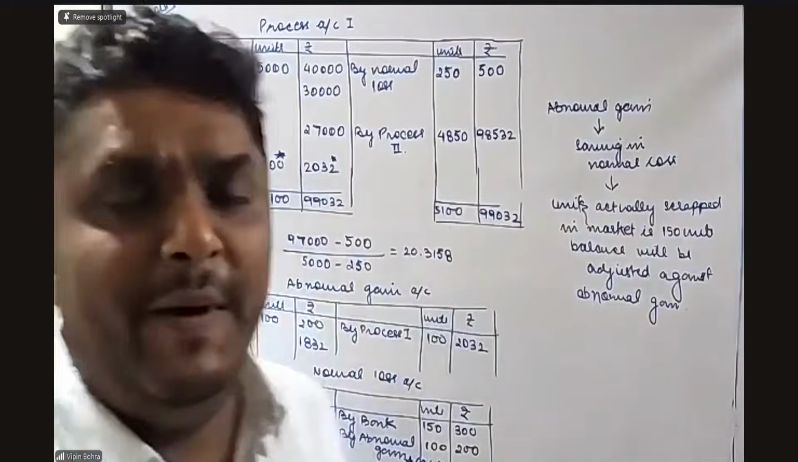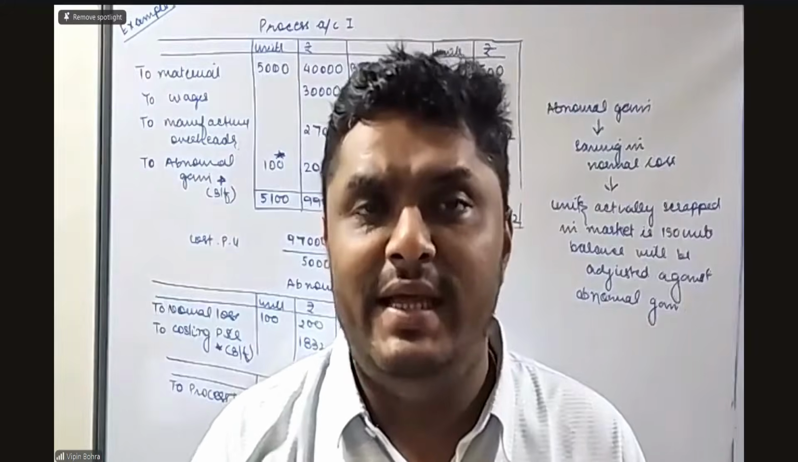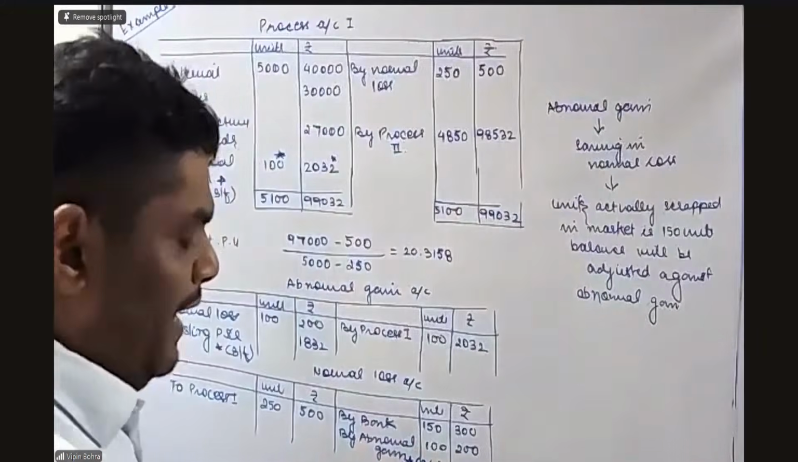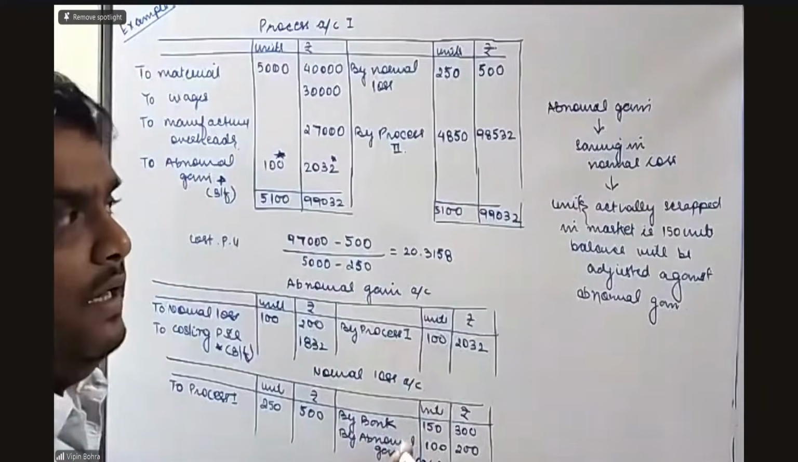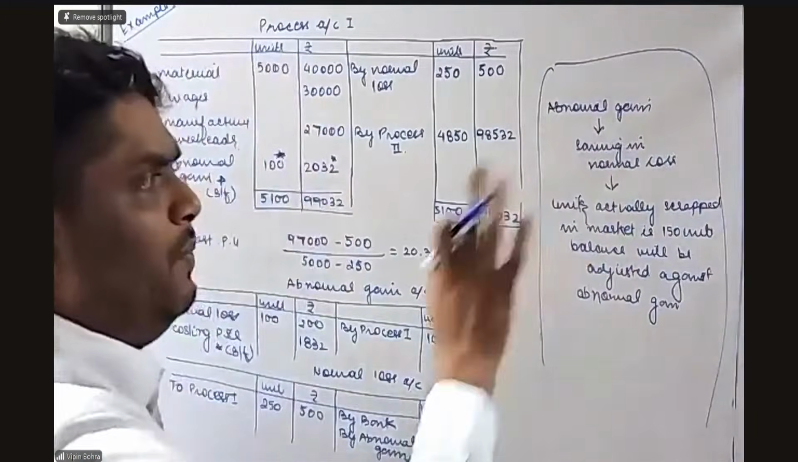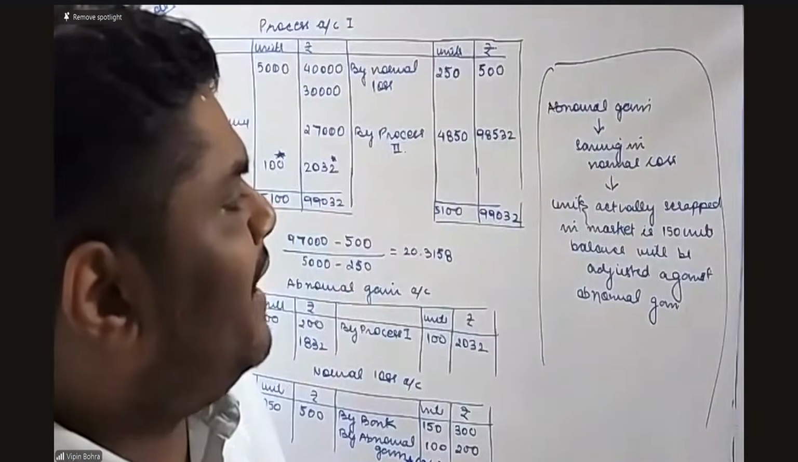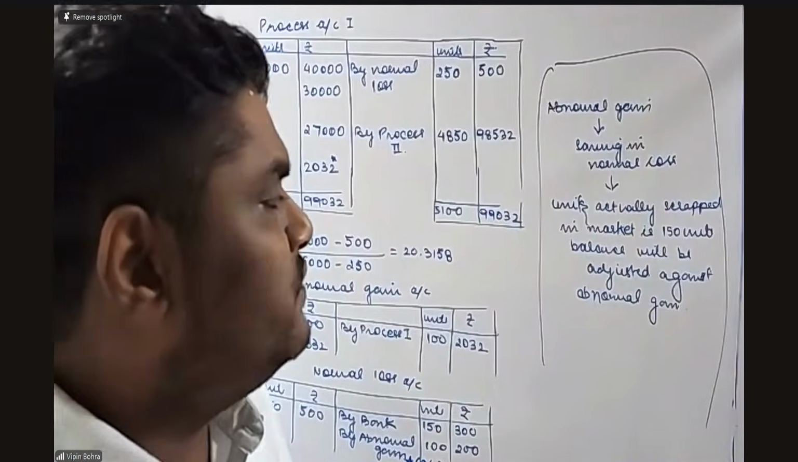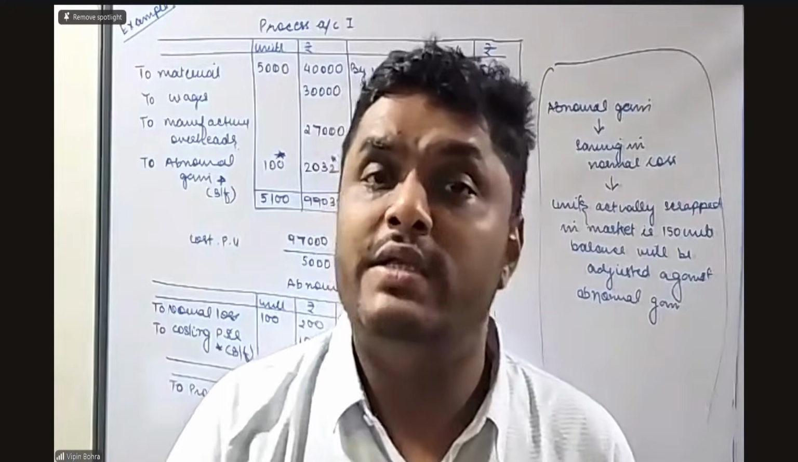You can write this explanation also. See, this is the way you have to prepare the notes while I'm discussing the things. Because while revising, you won't be able to understand why sir adjusted 100 here. So do write your comments in your notebook in this way: abnormal gain is what? Saving in normal loss. So units actually scrapped in the market is only 150 units. So balance will be adjusted against abnormal gain. This is how you should prepare your conceptual notes.